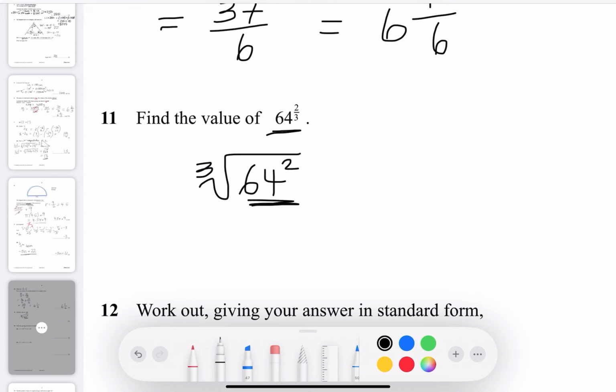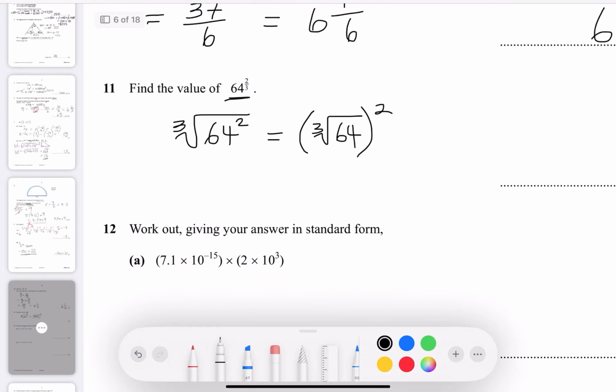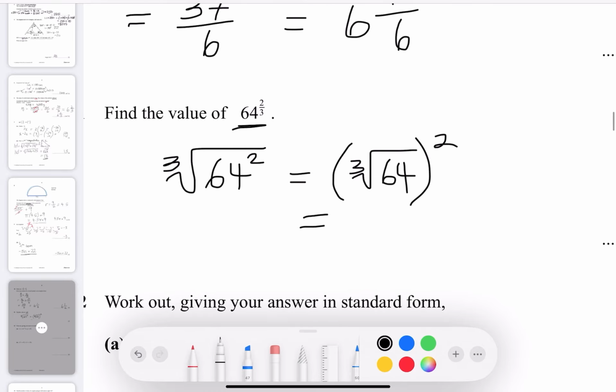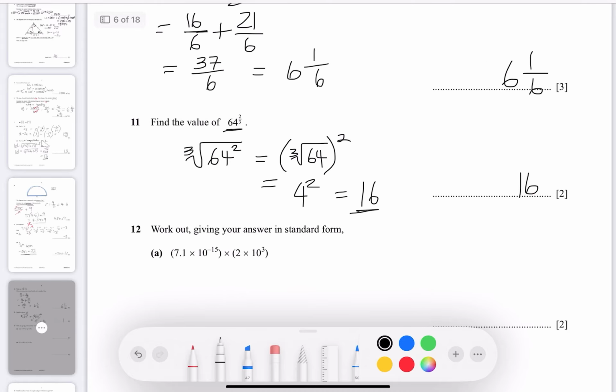But 64 squared is still a big number to calculate without the use of a calculator. So to make it easier, we could take the squared out and do it like this, which is much nicer to work with. And the cube root of 64 is 4. You should know that, and it's helpful to know your cubes. This is the reason why. And then the answer is just 4 squared, which is 16. So our answer for that is 16.